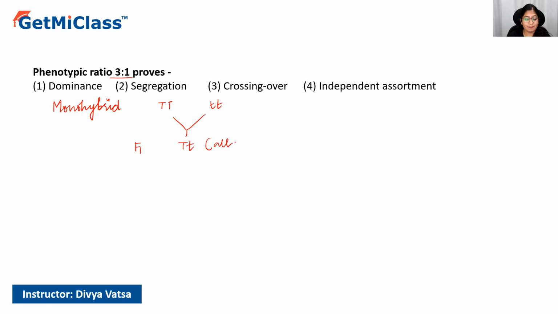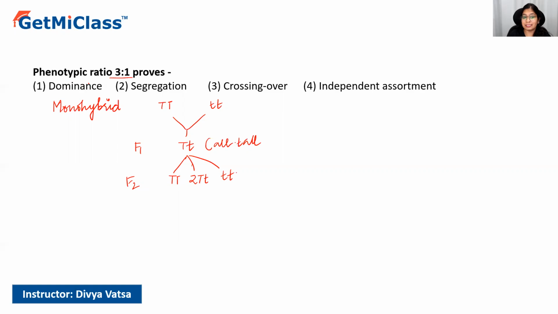That means all plants were tall, and then when these were selfed, in the next generation we obtained three tall plants and only one dwarf plant in the F2 generation. Yes, this was a monohybrid cross. Now, let's have a look at the options.